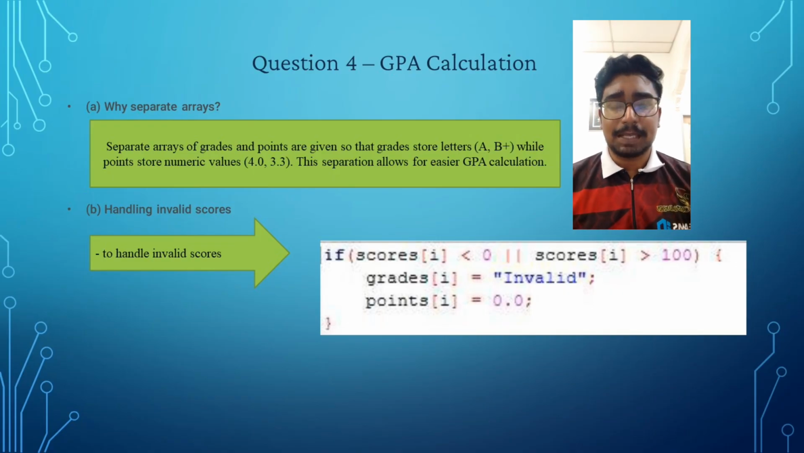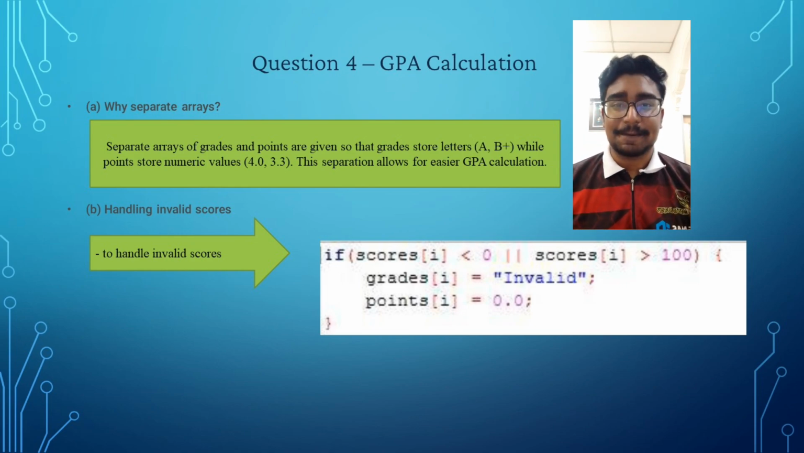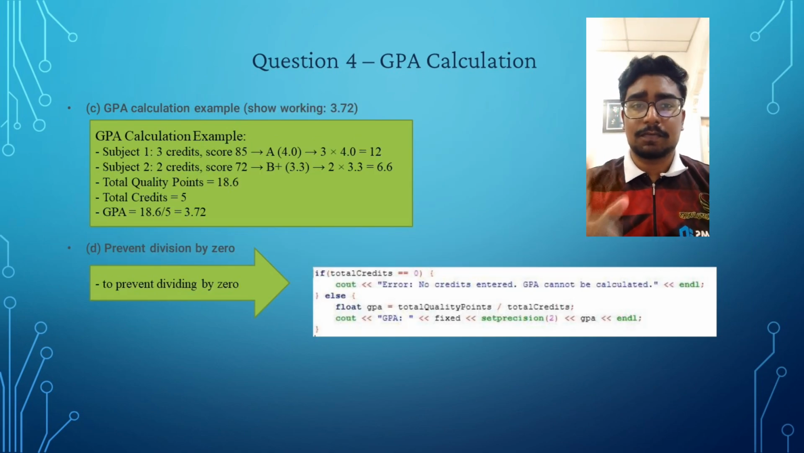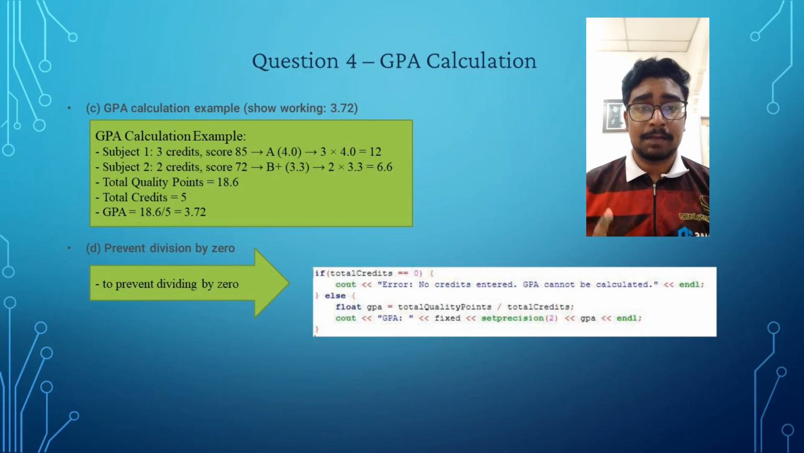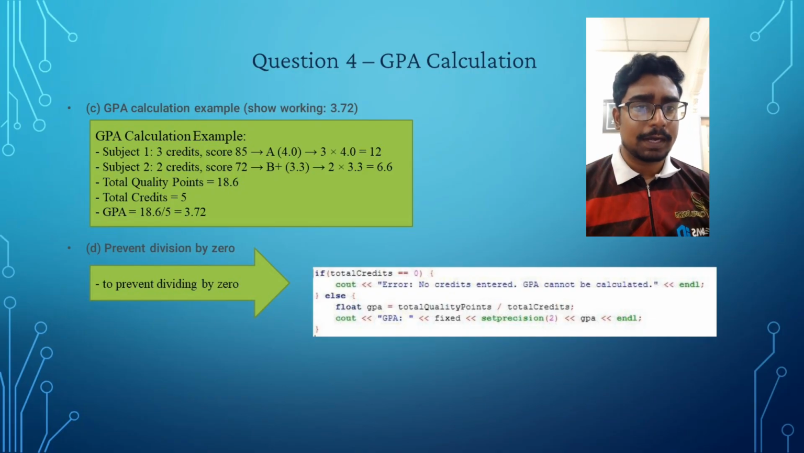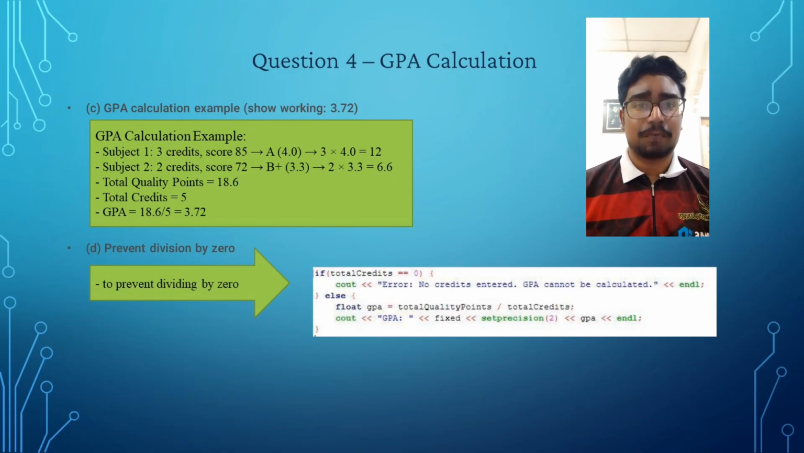Now, for question 4b, we are asked how we handle invalid scores that are outside of 0 and 100. This is done by adding code for an invalid value. It is shown in this slide right here. Now, let's move to question 4c. We are asked to calculate the expected GPA for subject 1, 3 credits, score 85, A, and subject 2, 2 credits, score 72, B+.